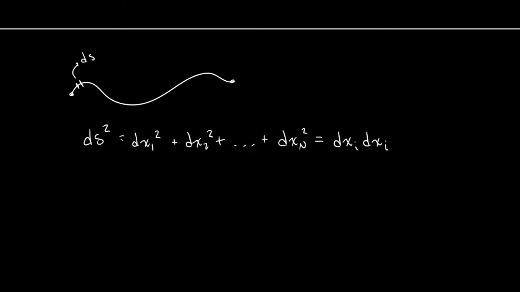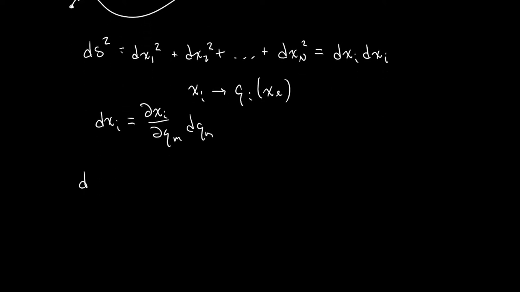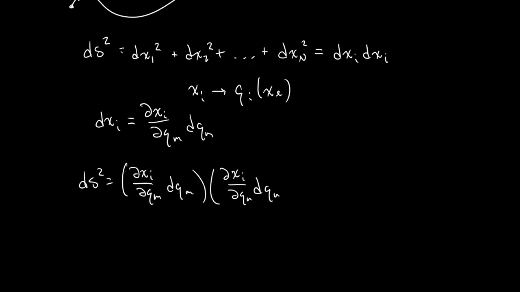Now, we can change our coordinates, x^i going to q^l. In which case, again, I can just use my chain rule to find that dx^i is dx^i/dq^m dq^m. So you see that this same small piece of the path is given by dx^i/dq^m dx^i/dq^n dq^m dq^n, which I can just define as some object, which I'll call g_mn dq^m dq^n. Now, this guy is actually my metric tensor.